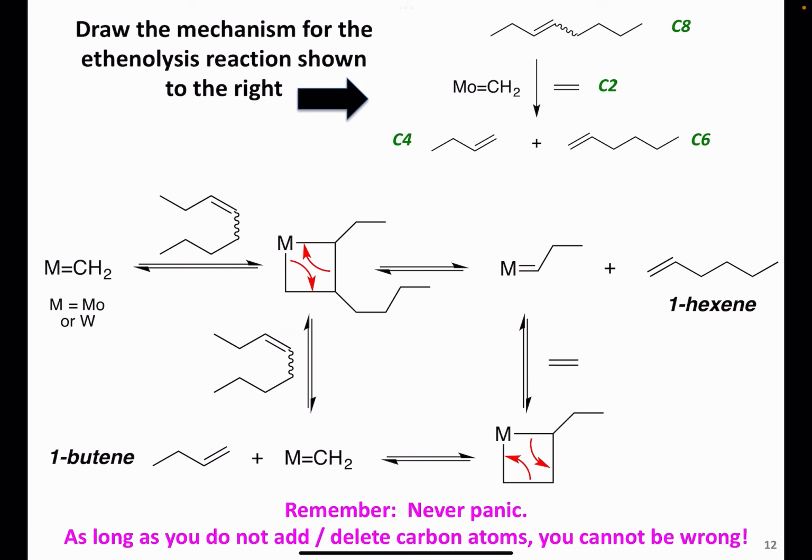In this case, we started with C8 in the presence of also C2 ethylene. We form C6, 1-hexene, and C4, 1-butene. This is how this ethenolysis reaction occurs.